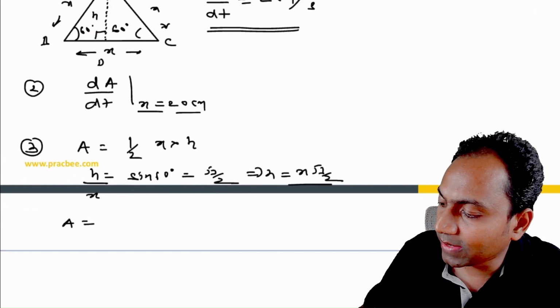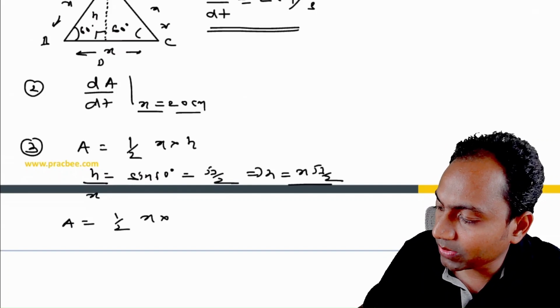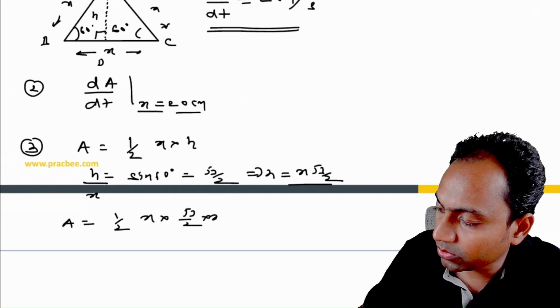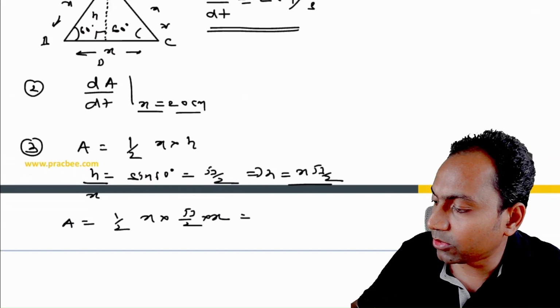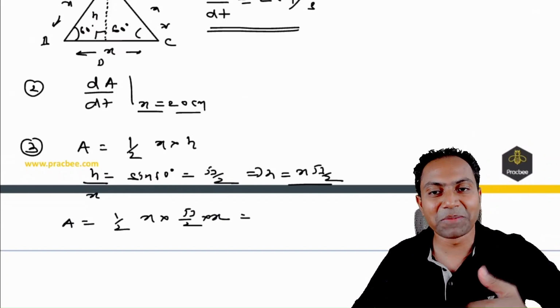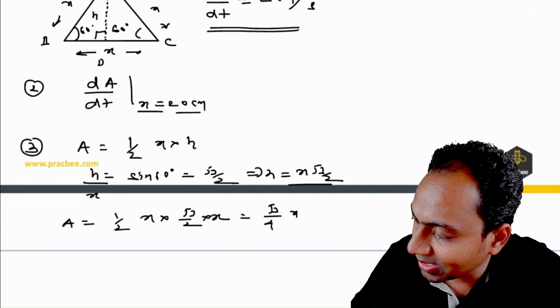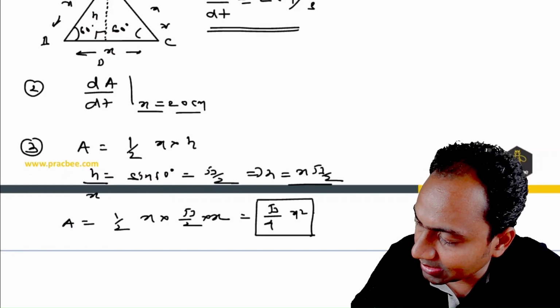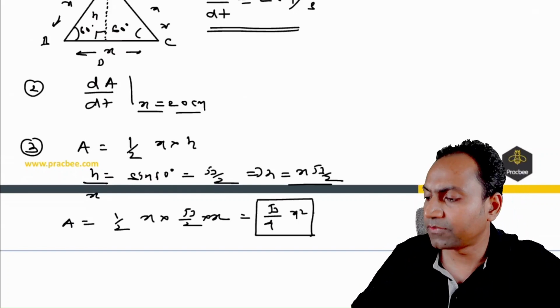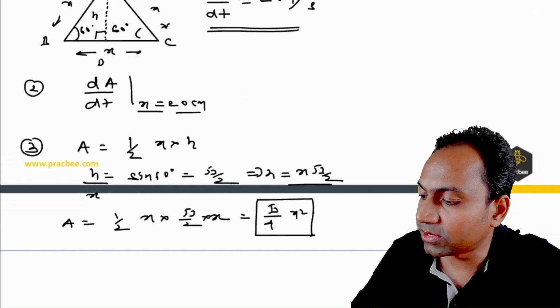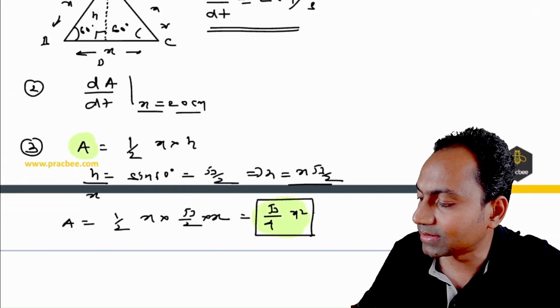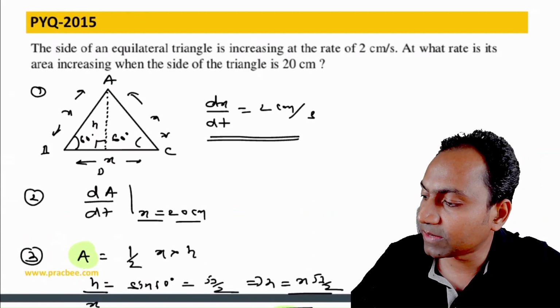So if I put the value here, it becomes 1 by 2 into x into root 3 by 2 into x. So the value of area, and this you should remember as a result as well, comes out to be nothing but root 3 by 4 x square. This is a very important result, area of an equilateral triangle. Now, if you have known this, we could have avoided all these steps. From here, we could have directly written this area and moved on to our fourth step, that is implementation of the strategy.